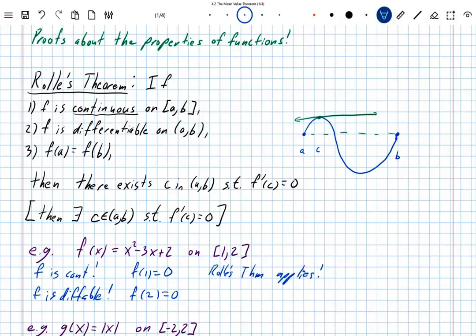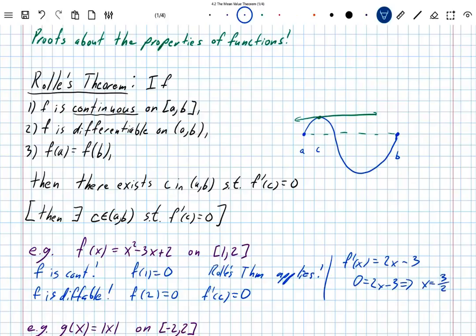And what this tells us is that there is some c where the derivative is 0. And just for this particular case right here, let's really work this out. What is f prime of x? That is equal to 2x minus 3. Is that ever 0? Well, yeah, sure it is. 0 equals 2x minus 3 implies that x is equal to 3 halves.